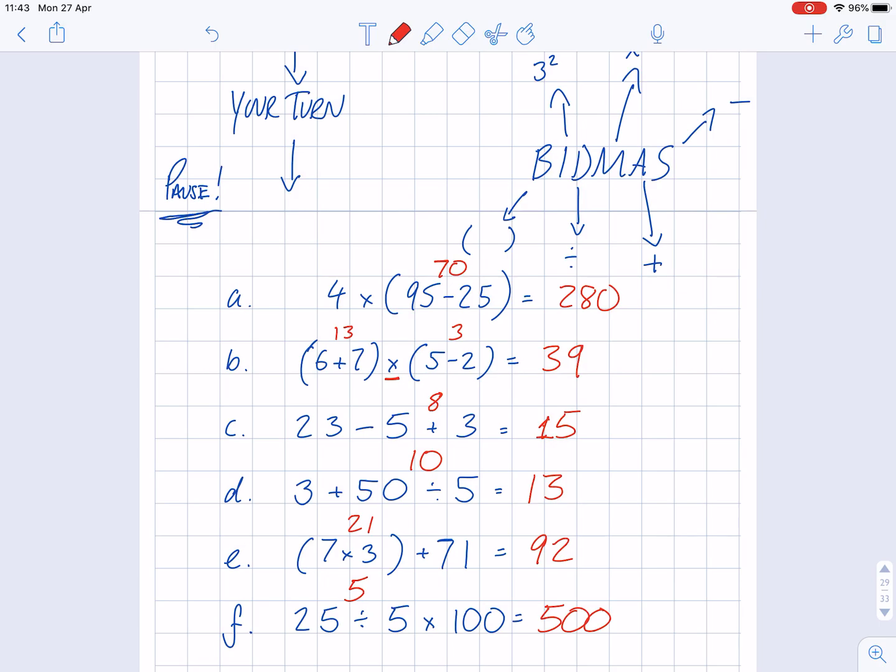Have a look at those, see how many you got right. If you got 6 out of 6, superb. If you've got 4 or 5, well done. If you've got 3 and below, don't worry, because we're going to be doing this BiDMAS tomorrow. We will get there. Keep the faith, and I look forward to seeing you then.